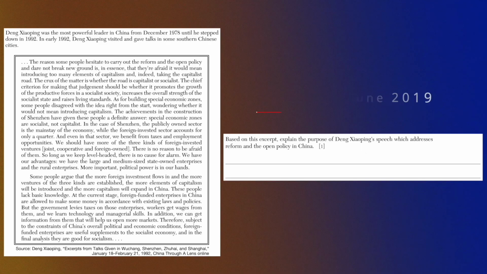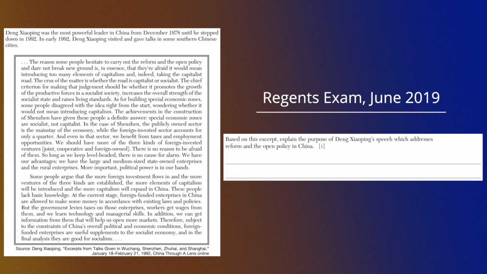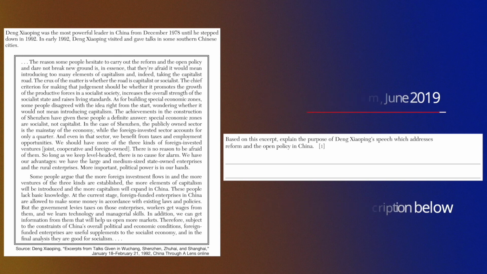Let's take a look at an example from a previously administered Regents exam and discuss how to properly answer the question. This particular example is from the June 2019 Regents exam. Check out the link in the description below to view the complete test, as well as its corresponding answer key.